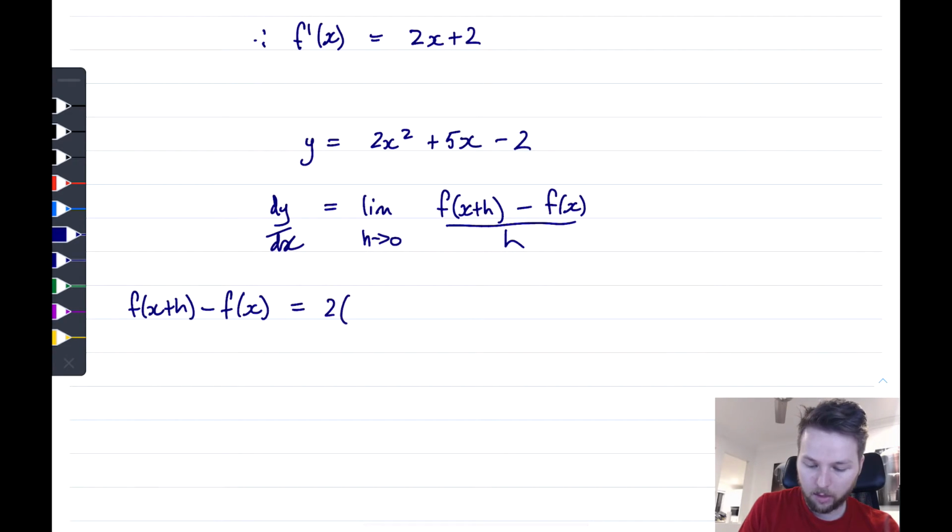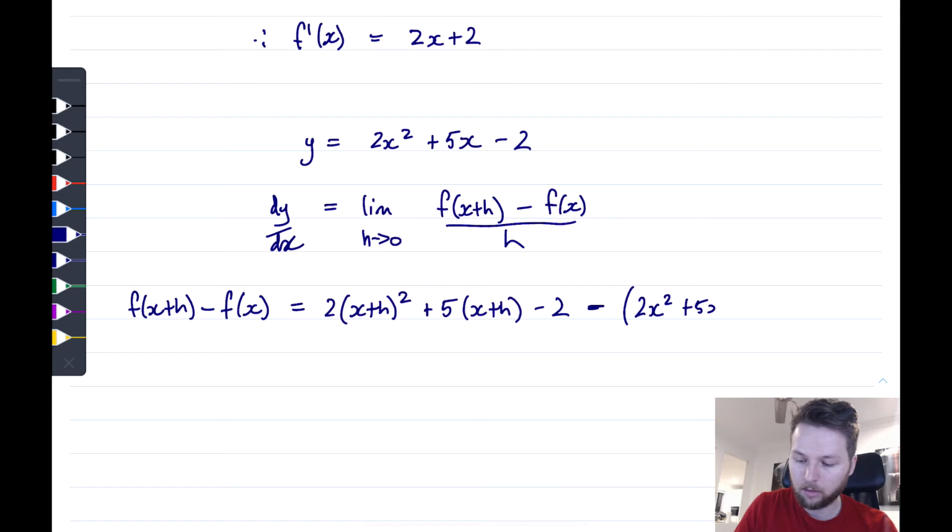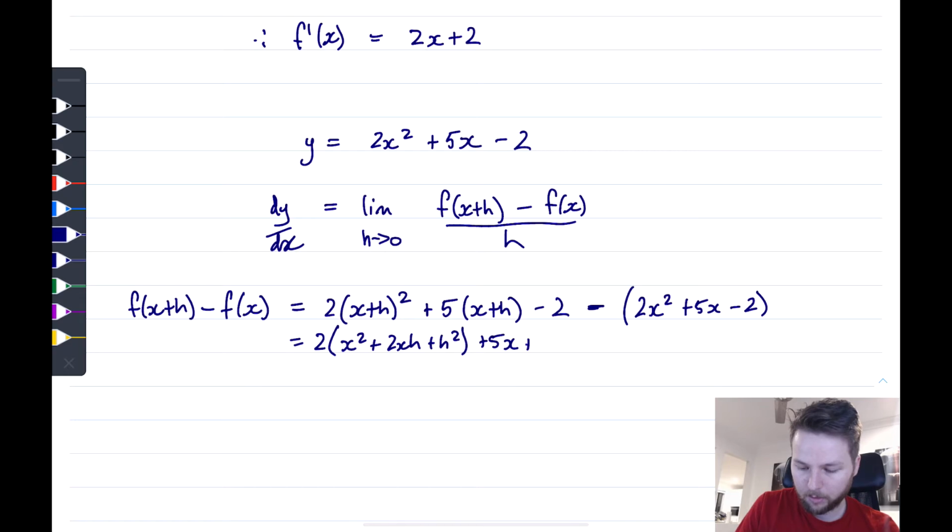So it's 2 outside of (x plus h) squared plus 5 outside of (x plus h) minus 2. And then I'm going to take away my original function. I'm going to do this all in brackets so I don't get my negatives mixed up. Plus 5x minus 2. Alright, next step, expand and simplify. So this is 2 outside the brackets of x squared plus 2xh plus h squared plus 5x plus 5h minus 2. Then I've got a minus 2x squared minus 5x, and then I've got a plus 2.